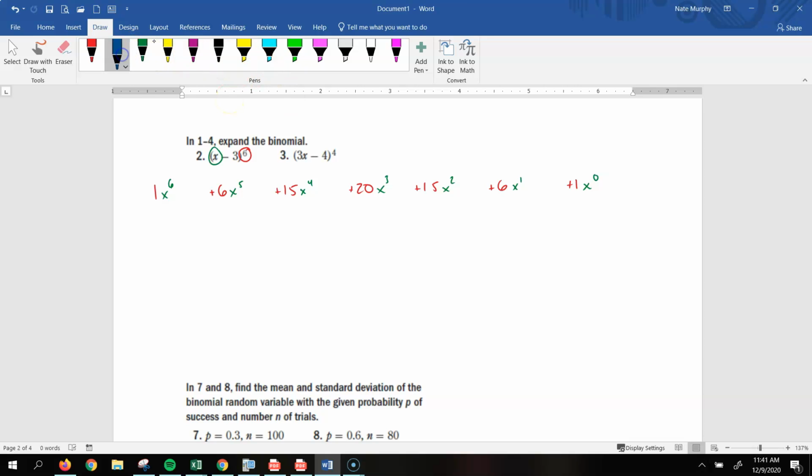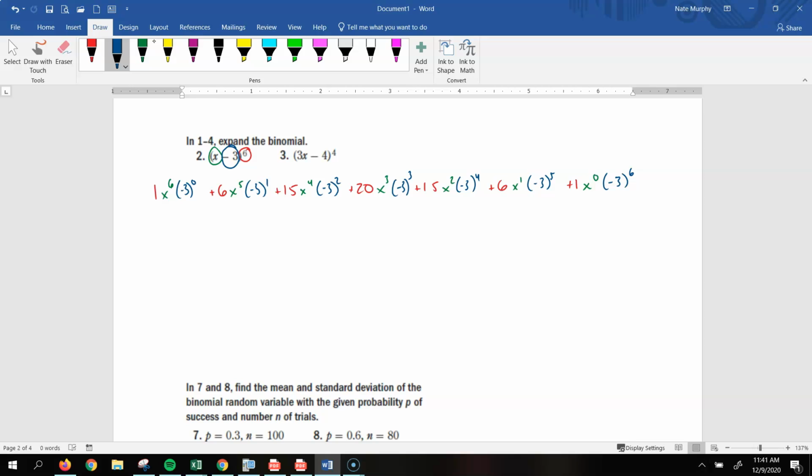Now the next one is a -3, and that's where some of you guys are having problems, is negatives. So we would have -3 to the 0 power, and then we're going to have -3 to the 1st, -3 squared, -3 cubed, -3 to the 4th, -3 to the 5th, and finally -3 to the 6th.